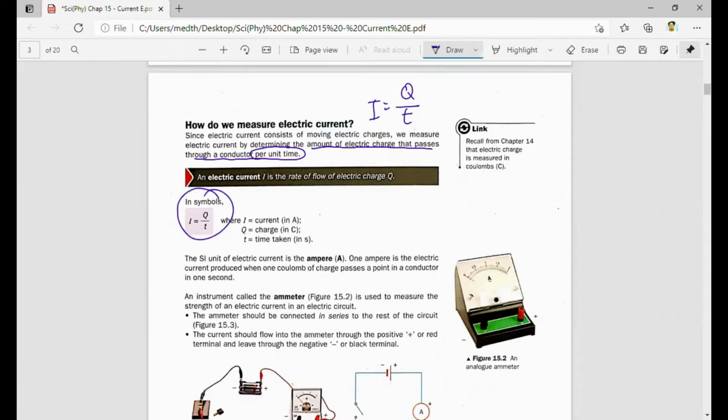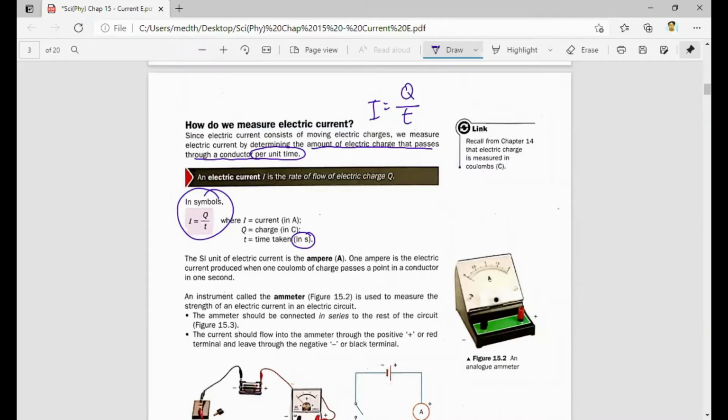I equals Q over T, where I is current, Q is charge, T is time taken. Do take note that time must be in seconds. Some questions I will give you in minutes or in hours. Please remember to convert it to seconds. So this is the part where it gets a bit confusing.